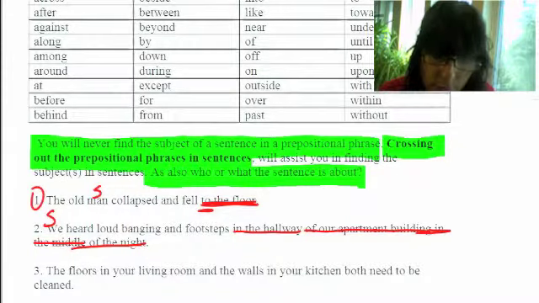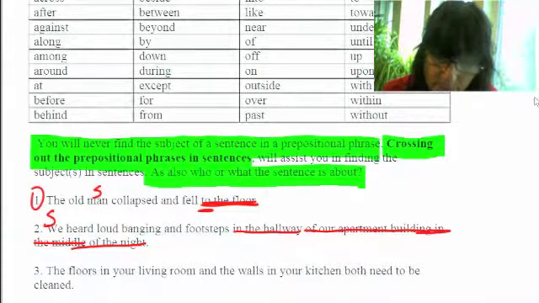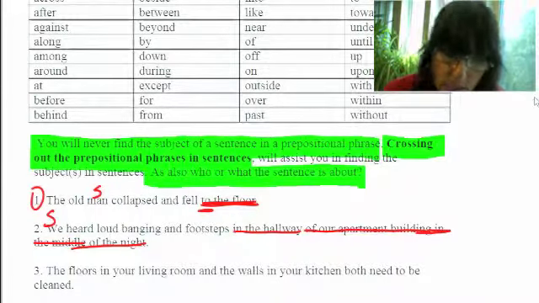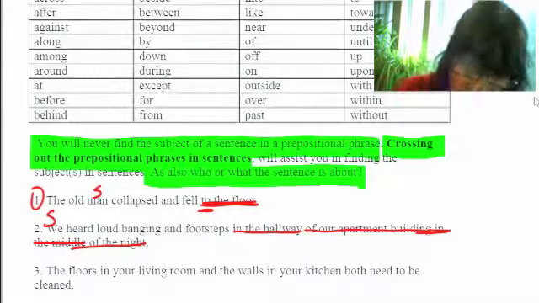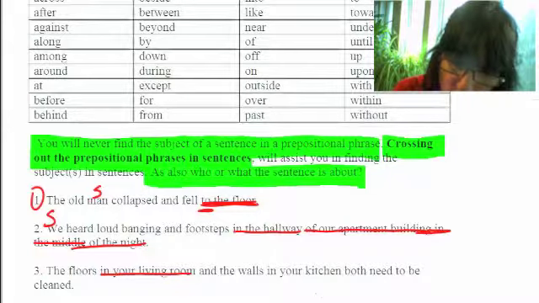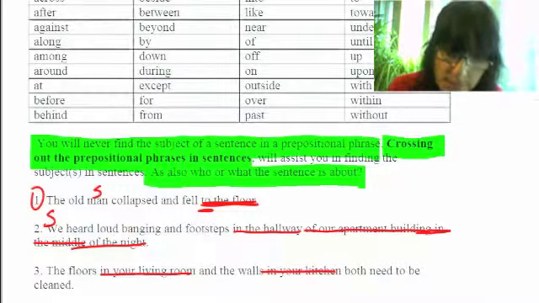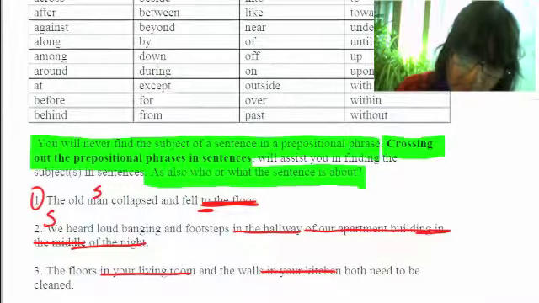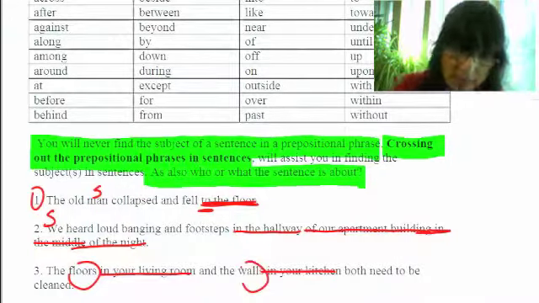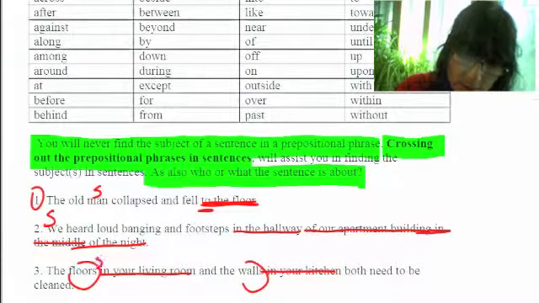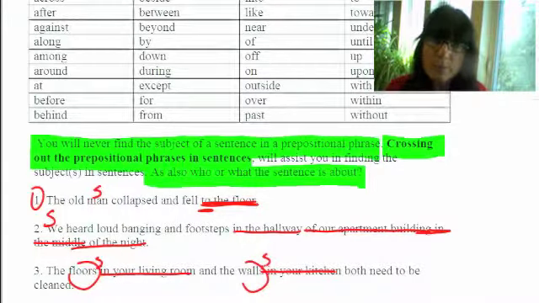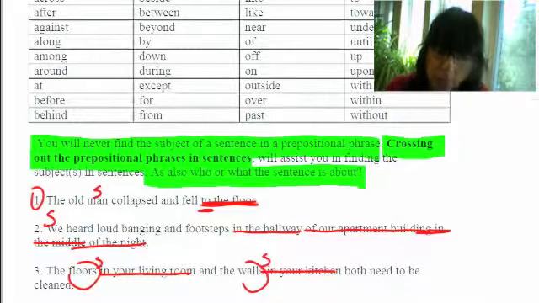And the last example, the floors in your living room and the walls in your kitchen both need to be cleaned. So in this example, you would cross out the prepositional phrase in your living room, the next one in your kitchen. And so you look at it and you say, okay, what is the sentence about? It's about the floors, and it's also about the walls, because they both need to be cleaned. So those are your two subjects. So if you get in the habit of picking out prepositional phrases, it will really help you to pick out the subjects of the sentence.